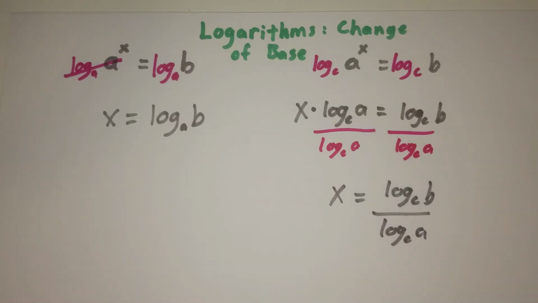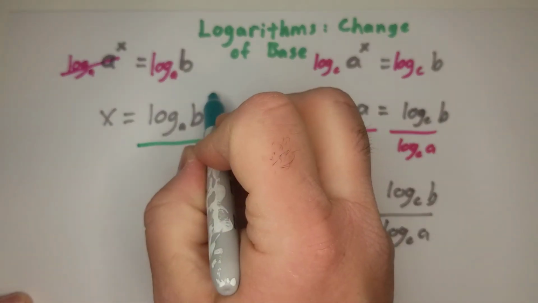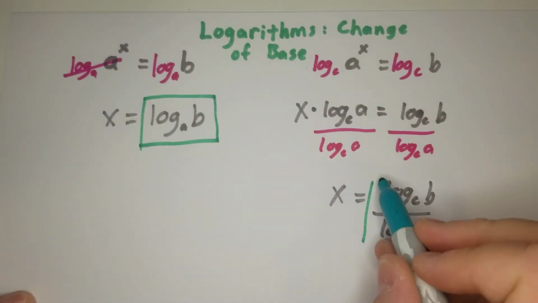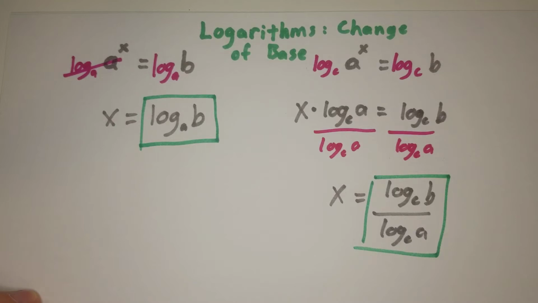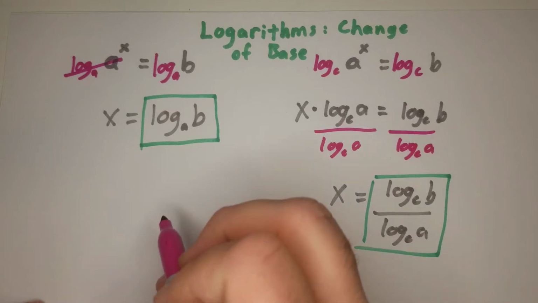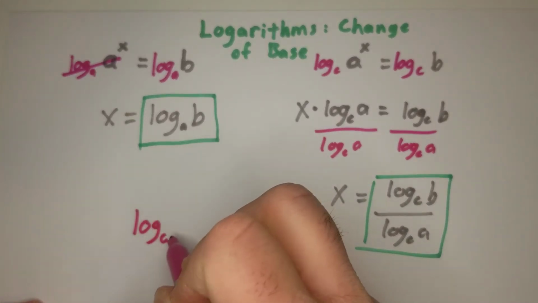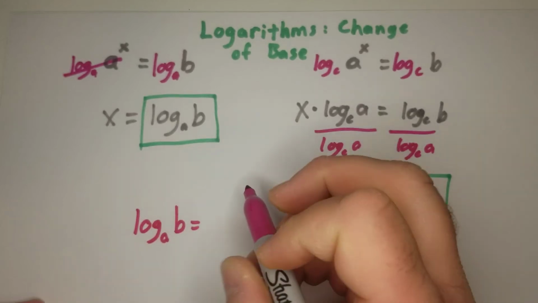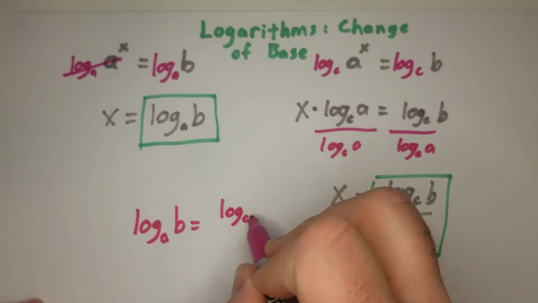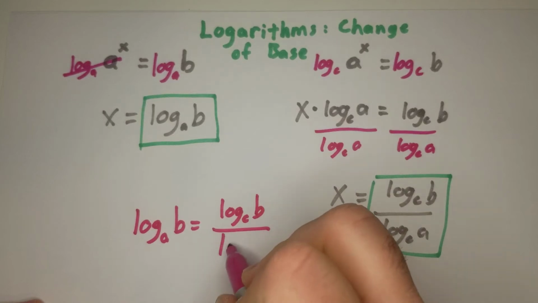Well, what does that show us? Right now, we know that x equals this. We also know that x equals this. So that means that those two things need to be the same expression. So we have a new formula that says log base a of b will equal log base c of b divided by log base c of a.